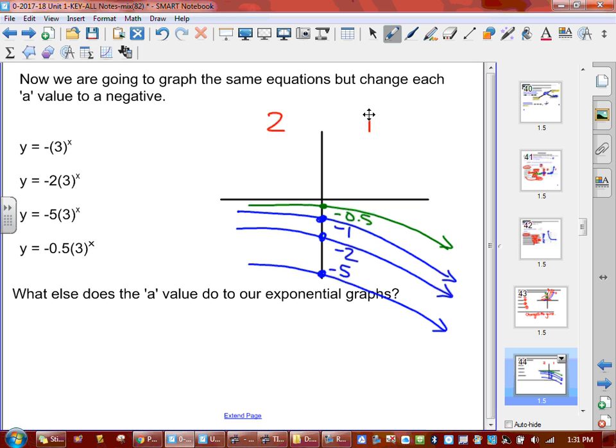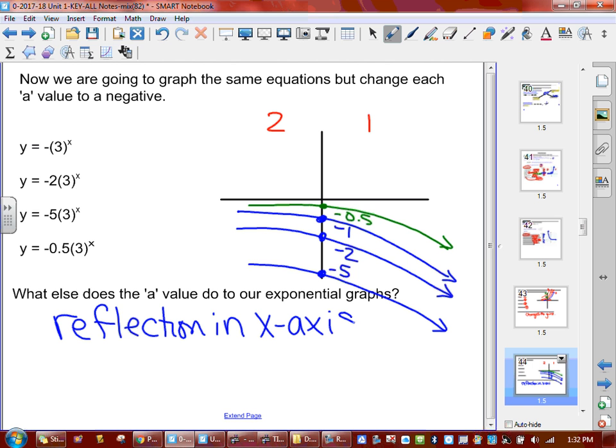All right, so what does the A value do to it? Well, it gave us a reflection in the x-axis. And then it did the opposite. So the y-intercepts all became negative values. If they change those y-intercepts to negative values, it's just going to give you your reflection.